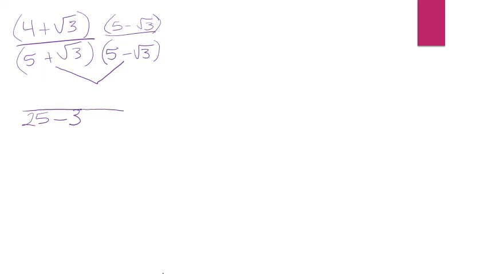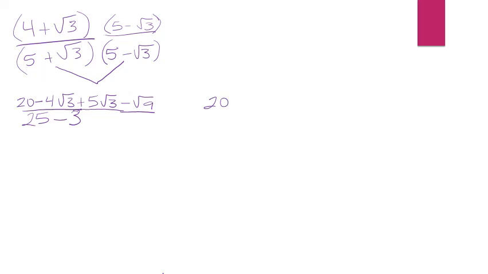Our first is 20. Outside is minus 4 times the square root of 3. Inside is plus 5 times the square root of 3. And last is minus the square root of 9. We can look at whatever we can combine and simplify.